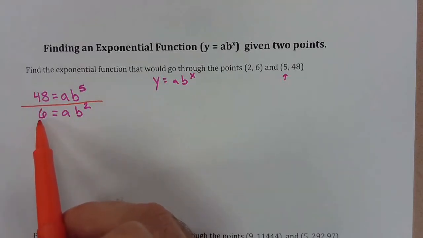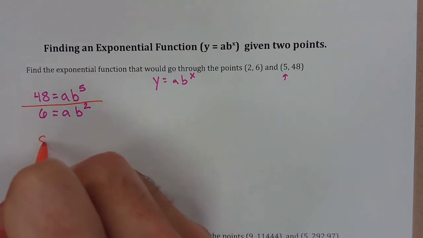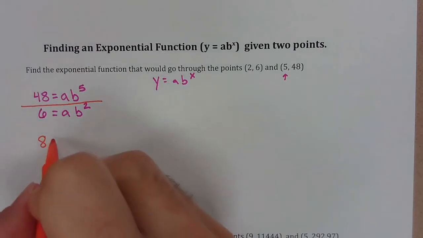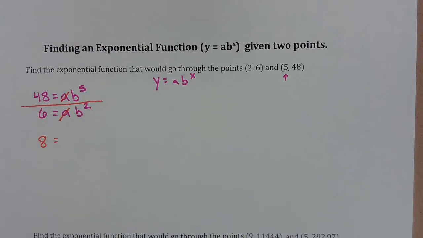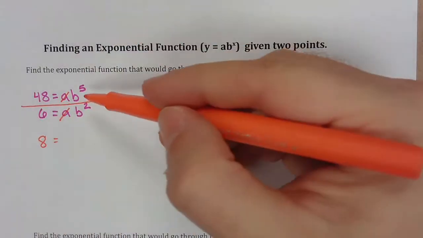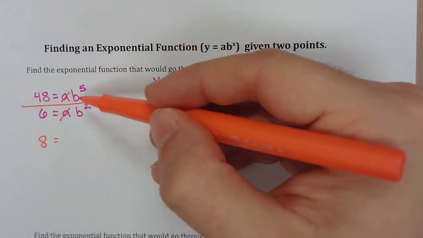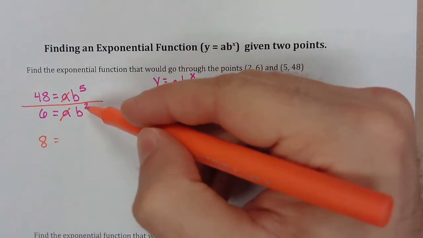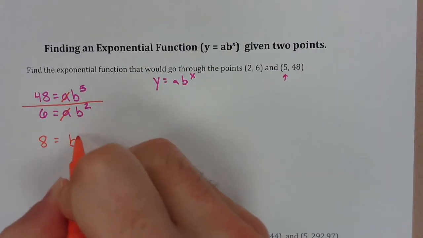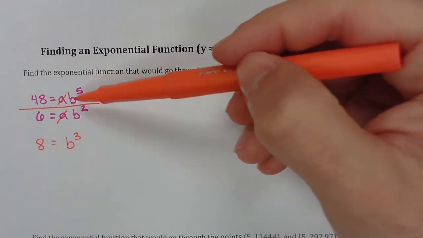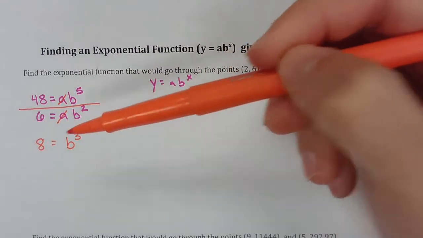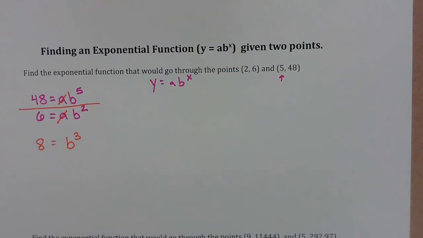48 divided by 6 is 8. Our a divided by a cancels out, so now I'm down to just my b value. And my exponent rule tells us to subtract these exponents. So 5 minus 2 leaves me with b to the third power. If we had switched the equations around, I would have ended up with a negative exponent, which would have caused quite a headache. So we want to ensure that when we subtract our exponents, we end up with a positive value.